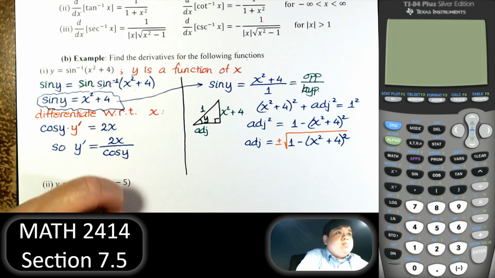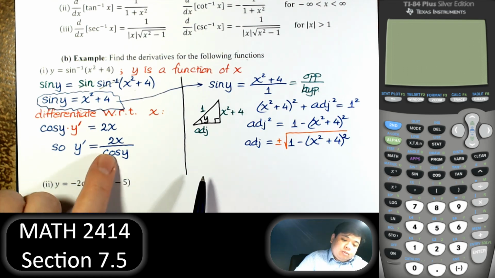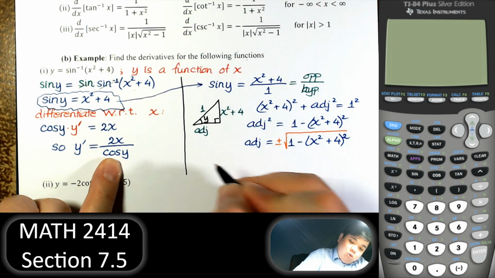Right, that's good to know. But now, is that positive or negative? So I'm going to write cosine of y. That's what we need, right?